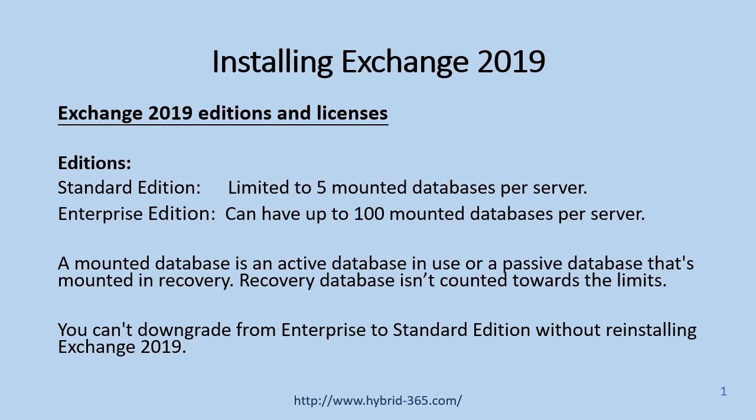Standard Edition is limited to 5 mounted databases per server and Enterprise Edition can have up to 100 mounted databases per server. Please note that a mounted database is an active database in use, or a passive database that's mounted in recovery. Recovery database isn't counted towards the limits. Please note that you cannot downgrade from Enterprise to Standard Edition without reinstalling Exchange 2019.